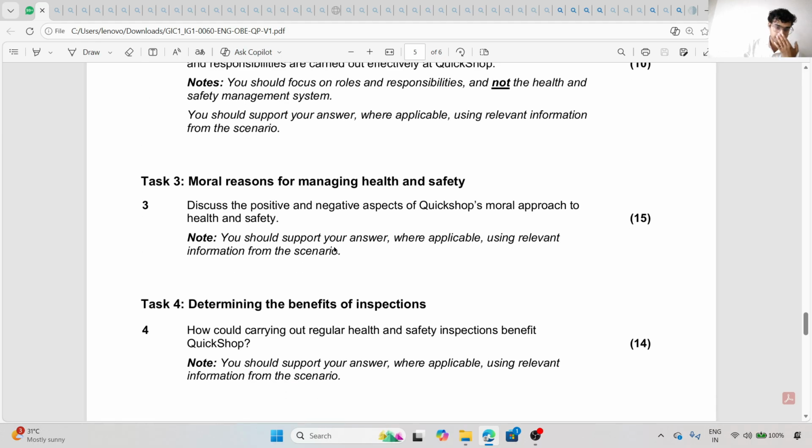Then the moral reason for managing health and safety. Here, discuss the positive and negative aspects of Quick Shop's moral approach to health and safety.